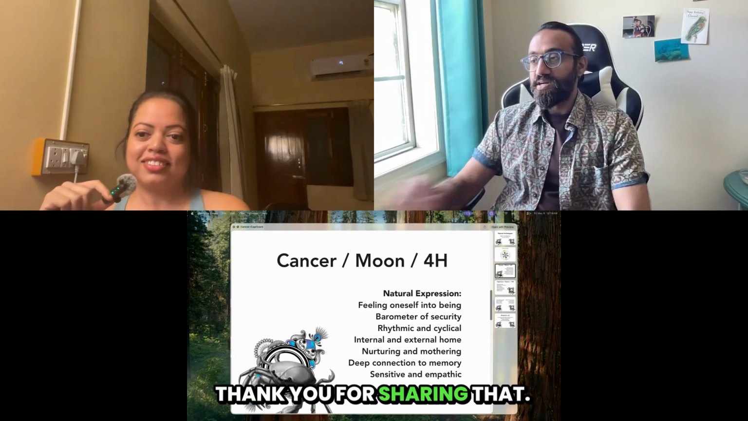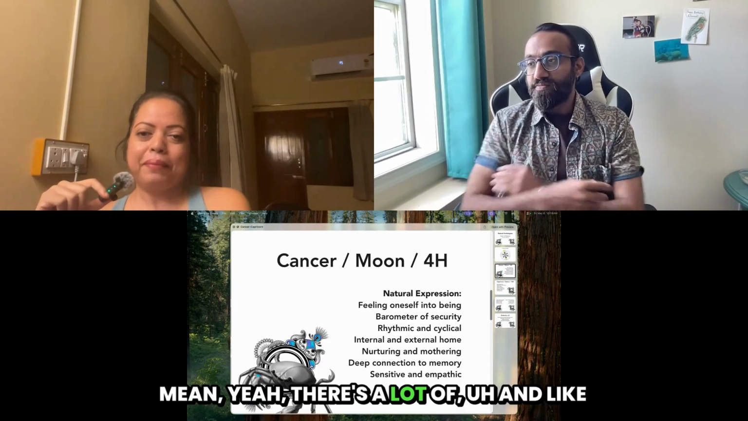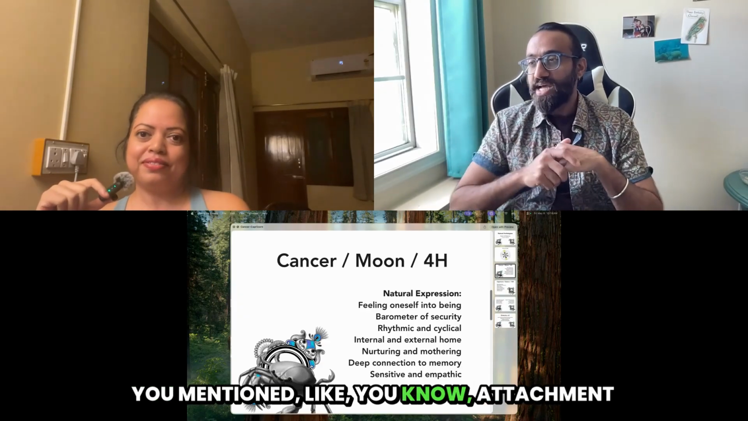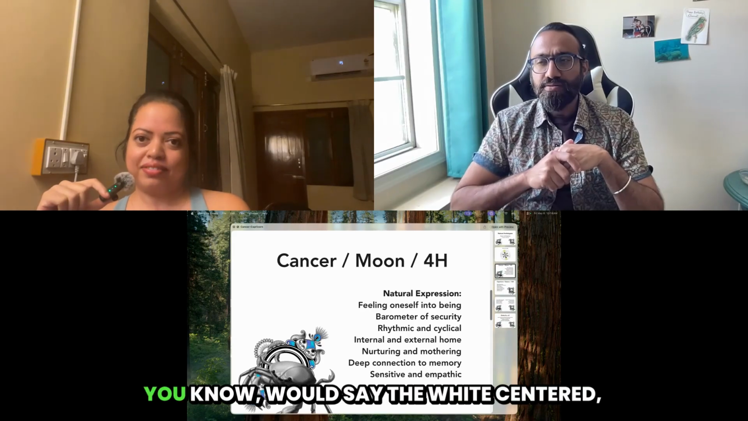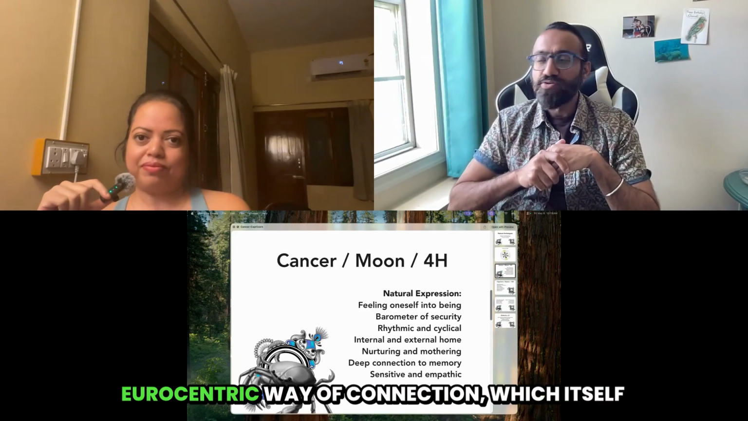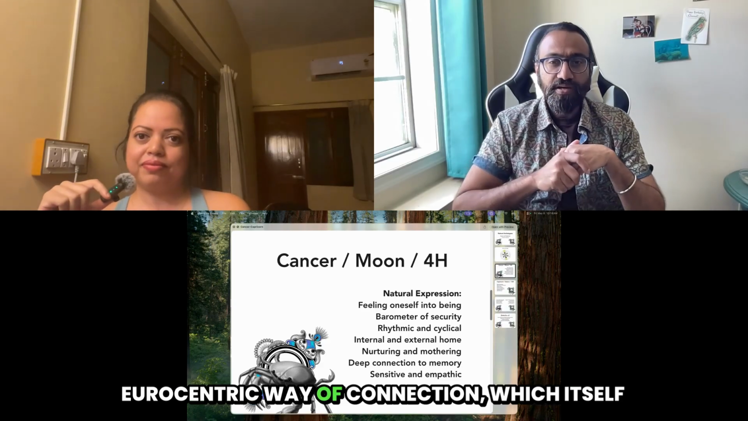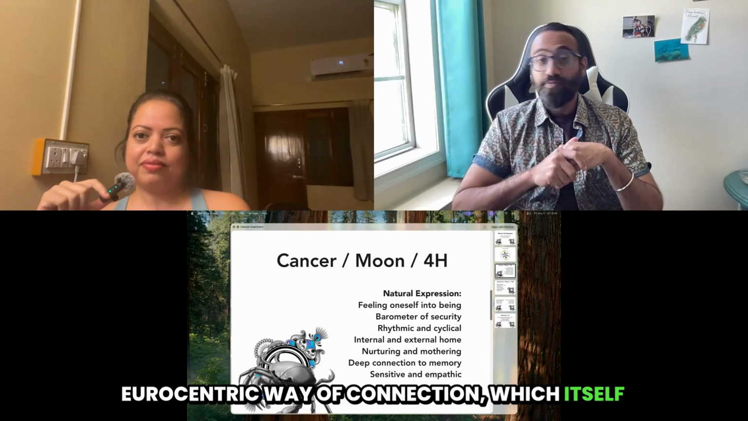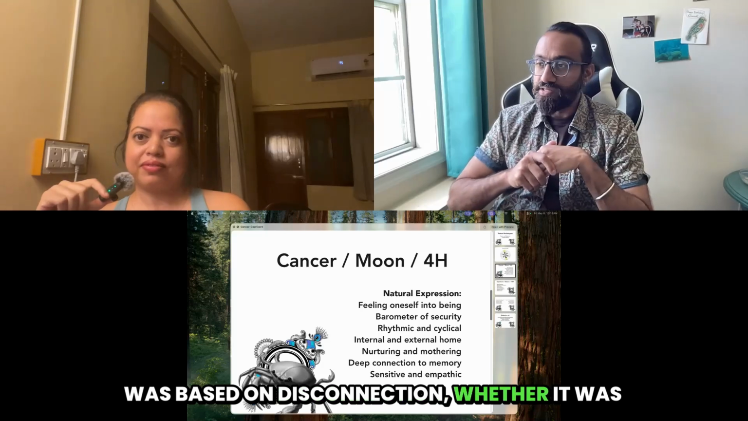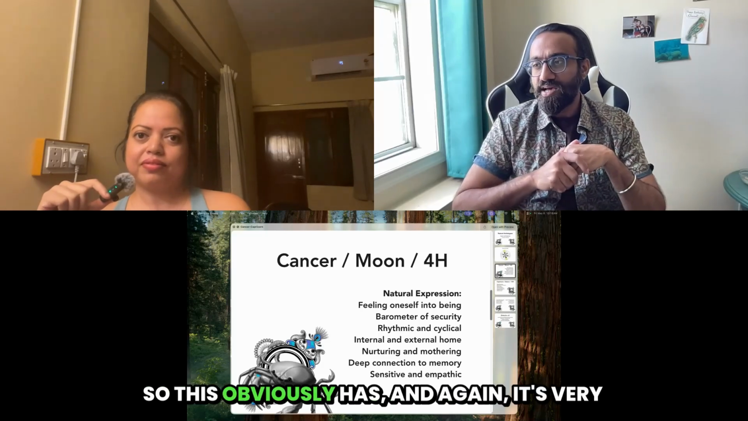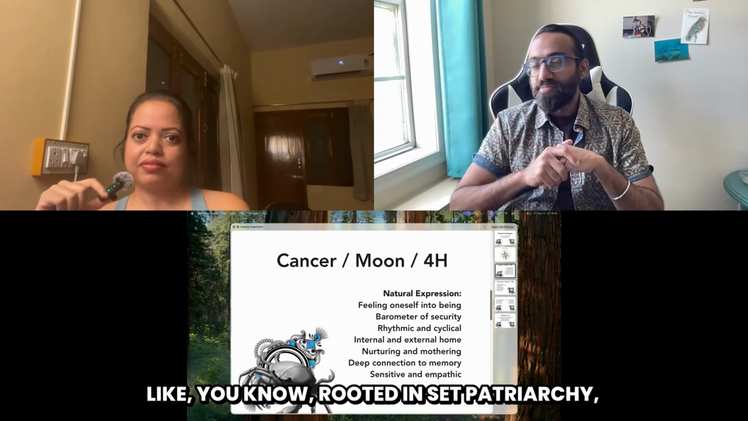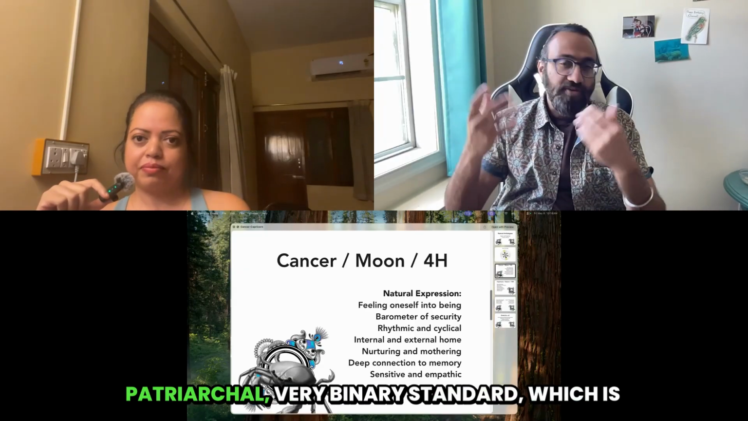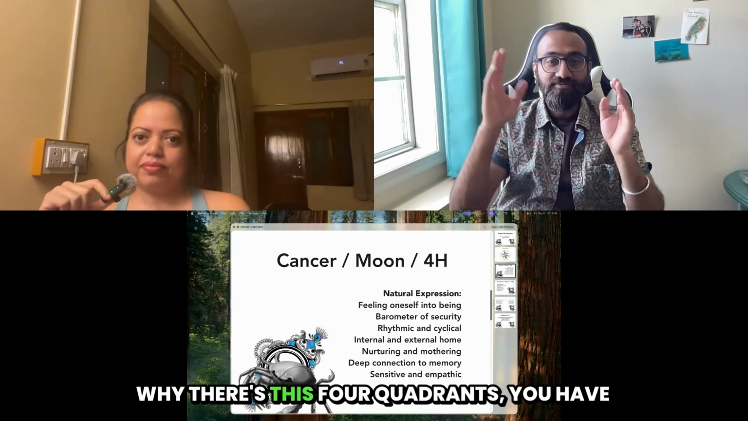Oh, thank you for sharing that. And like you mentioned, attachment theory came out of a very colonial, white-centered, Eurocentric way of connection, which itself was based on disconnection, whether from people or land. And again, it's very rooted in cishet patriarchy, a very binary standard, which is why there are these four quadrants.